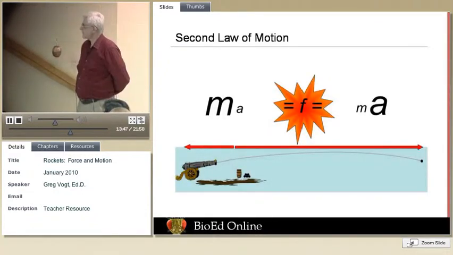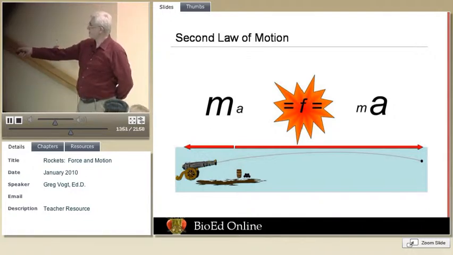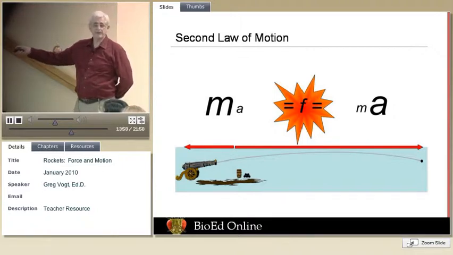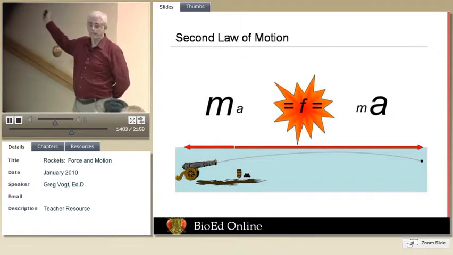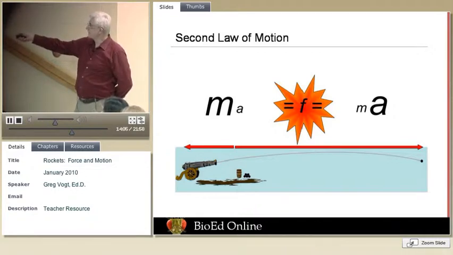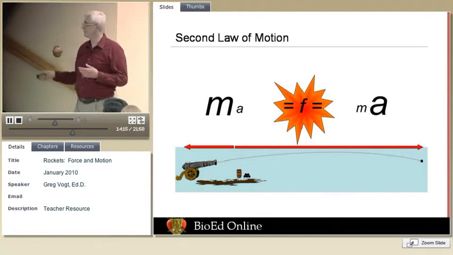All right. Back to our cannon. Remember, the cannon had a really big mass. The cannonball had a very small mass. When the cannon fired, the cannon rolled back a bit, and the cannonball took off. So here's how it goes. Force, the explosion, equals mass times acceleration. Big mass means a small acceleration. Small mass means a big acceleration. It's a very simple equation, really. Think about it.